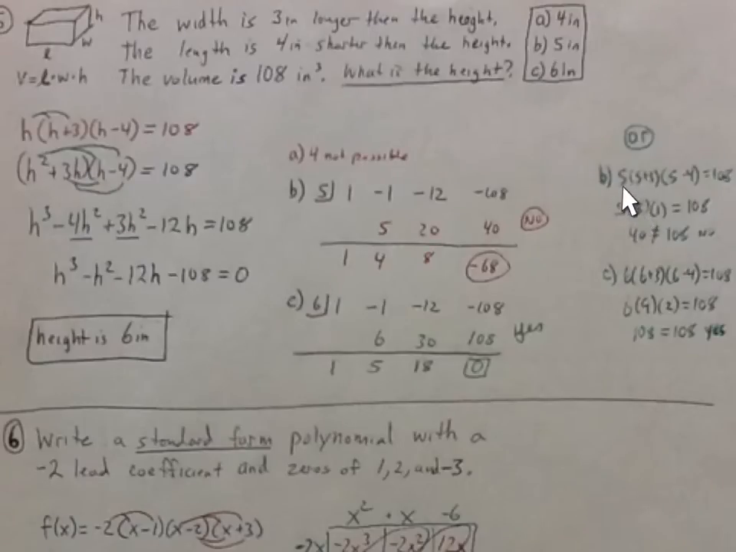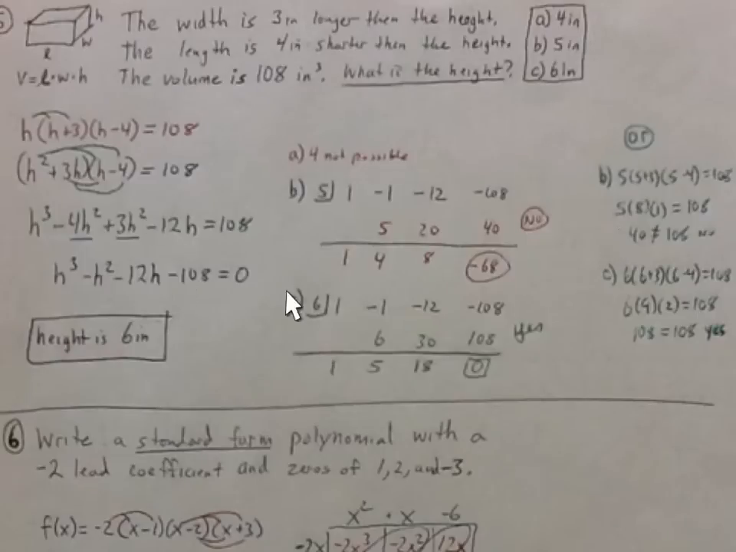Okay, 4 you said doesn't work. 5, well, if you have 5 as the height, the other one would be 3 more than that, which is 8. And the other one would be 4 less than that, which is 1. That does not equal 108. And then we do 6, same thing. You add 3, subtract 4, multiply, you get 108. That would probably be the easiest way, so I'd recommend that most of the time.